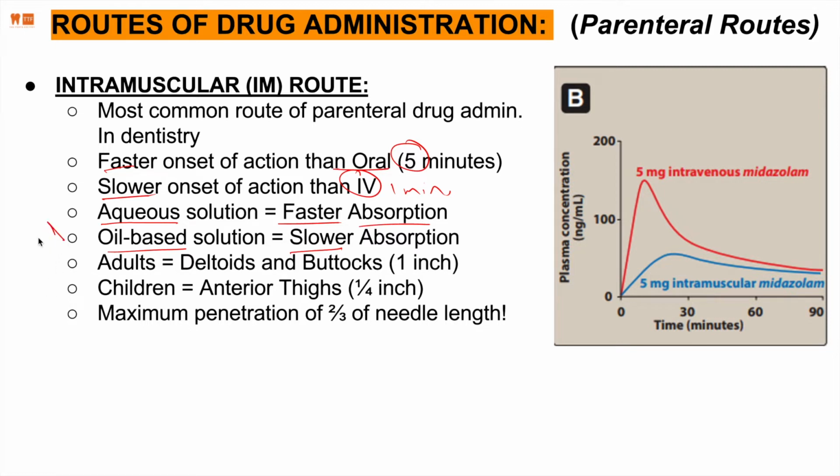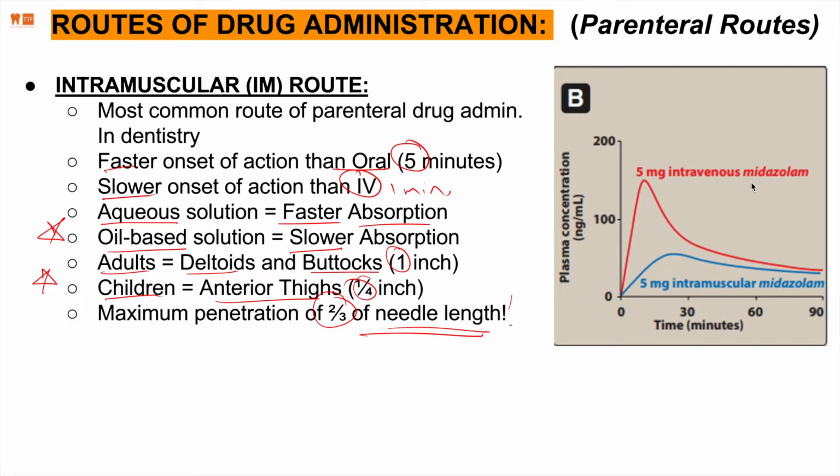So important point here. In adults, we use deltoids and buttocks with 1 inch of depth. In children, we use anterior thighs, a 1/4 inch depth. Also important points here. The maximum penetration of 2/3 of the needle length only.